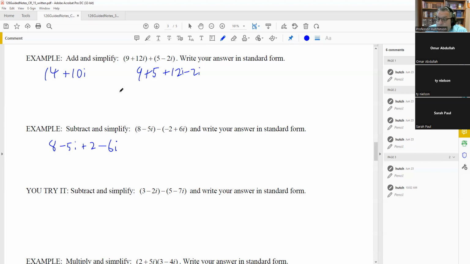From there, we're going to do the same thing we did for the previous one. We're going to add the like terms together. So we're going to take our 8 and 2 and make that 10. Negative 5i minus 6i is minus 11i. And that's it. That's going to be our answer. So 10 minus 11i we would put.